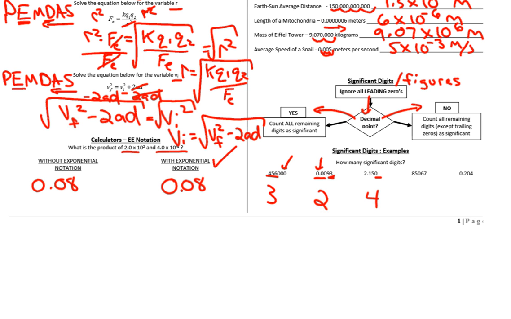Here, there is no decimal place, so we'd have to go to the no side. However, this zero is not trailing. It's in between, so that zero counts. We have the 8, the 5, the 0, the 6, and the 7, all as significant. In other words, 5 sig figs. Here, the decimal is present, the 0 is in between, so we count it. The 0 before doesn't count, so this is just 3.